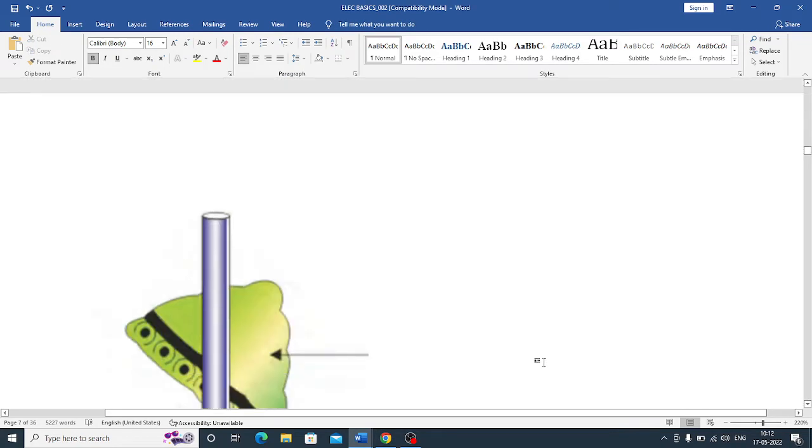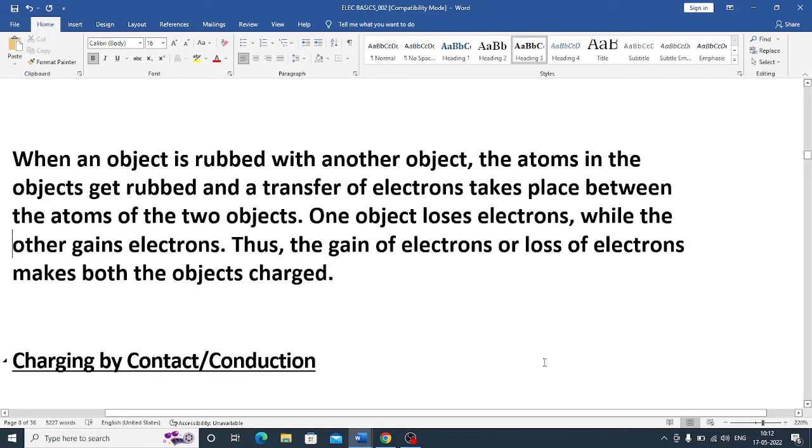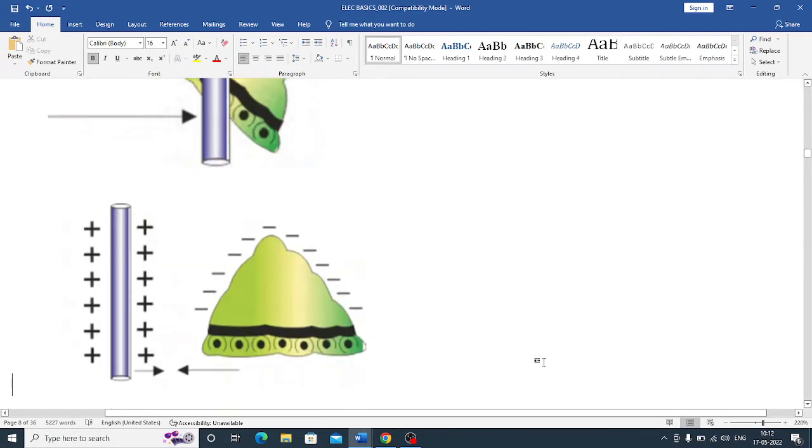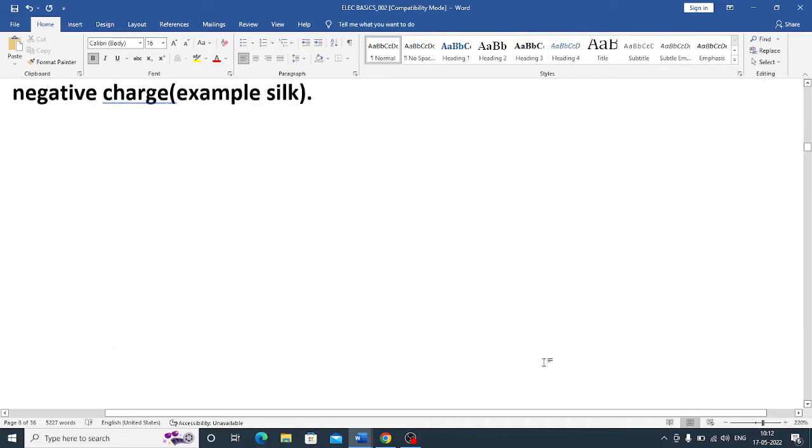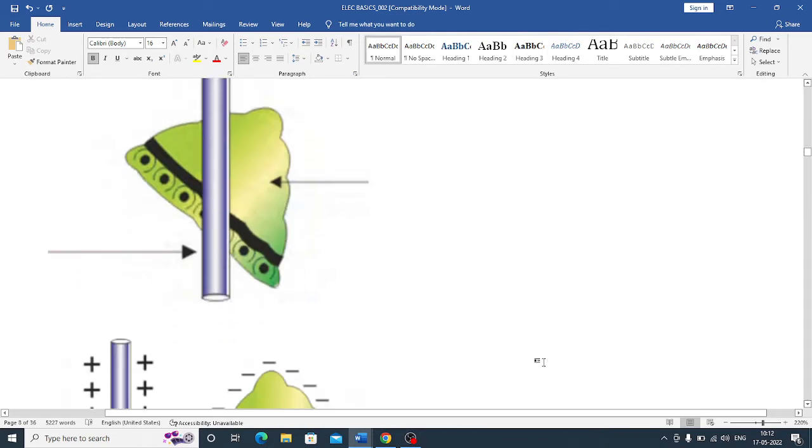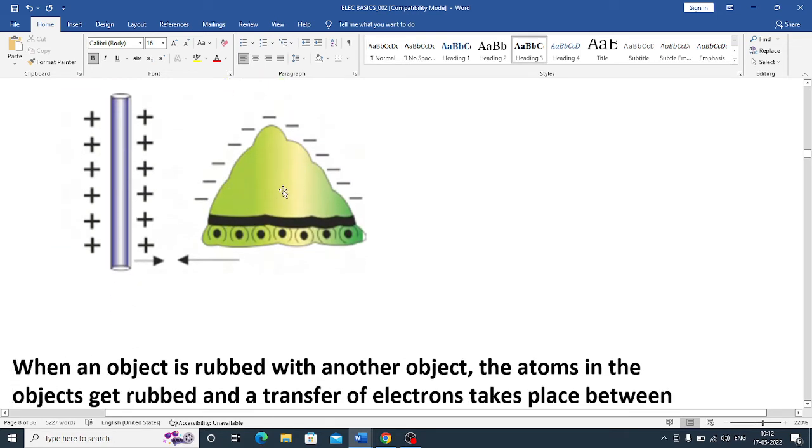Next is by conduction. Okay, this is the same. See, this rod is there, you rub. When you rub, the cloth becomes negatively charged, this becomes positively charged. Now if you keep them separately, these two will have a tendency to attract each other, because this is positively charged, this is negatively charged, and they will tend to neutralize if you bring them into contact again.